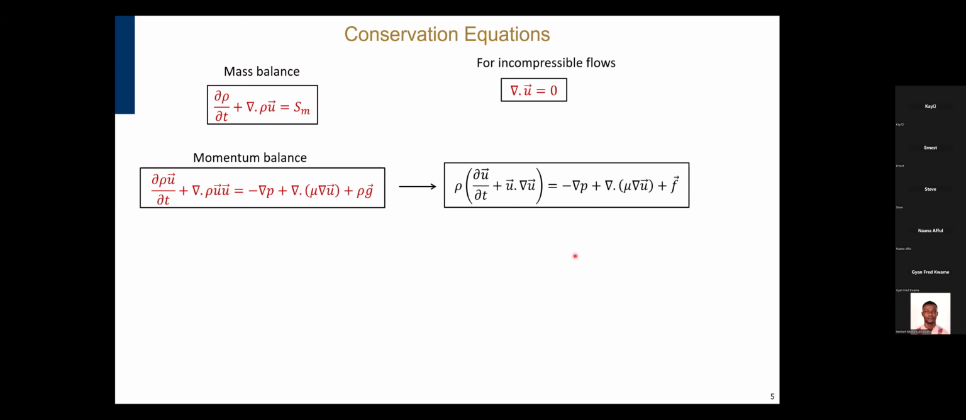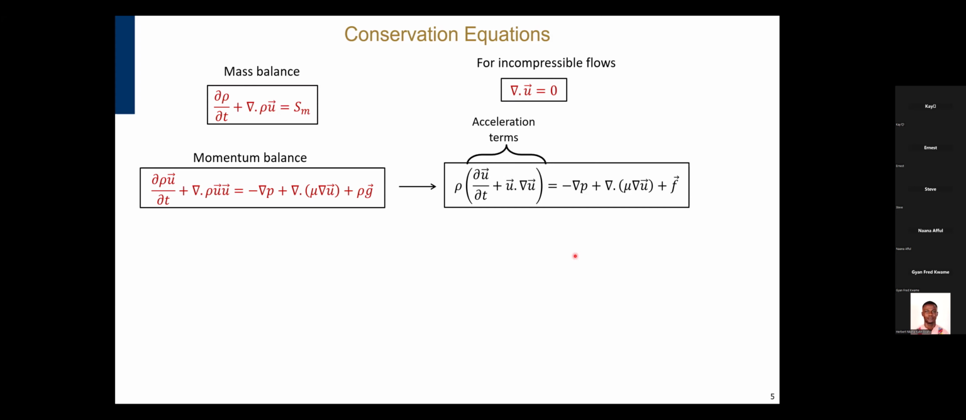Now, if we take the mass and momentum equations and make some simplifying assumptions, for instance by saying the flow is incompressible, then we end up with the famous continuity equation, which is basically saying the divergence of your velocity is equal to zero. This is what you've done in fluid transport: the mass flow rate in should be equal to the mass flow rate out. Basically, that's what it is.